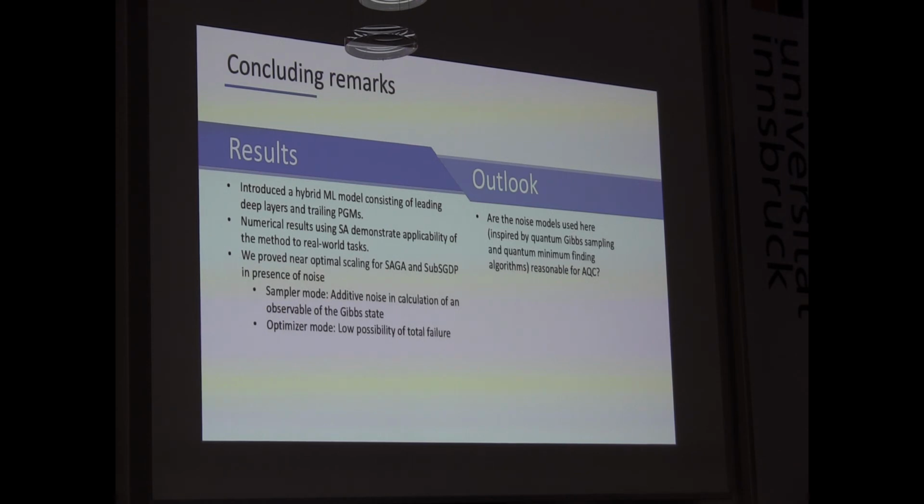And probably the outlook is, one question that I don't know the answer to is whether these are good models for noise on a quantum annealer. So having additive noise as a Gibbs sampler or something like a quantum minimum finding algorithm, is that a good model for the noisy gradients you would receive from quantum annealing? The other thing is to try to use this for more complicated problems and larger tasks. So with that, I thank you for your attention.